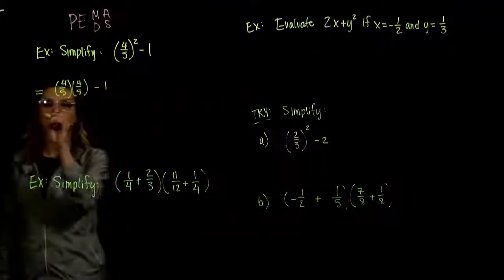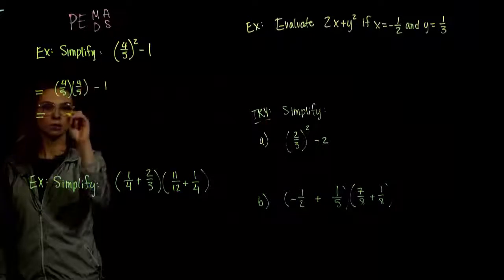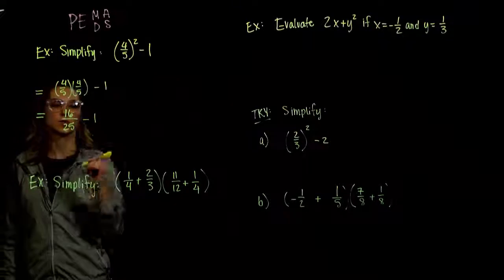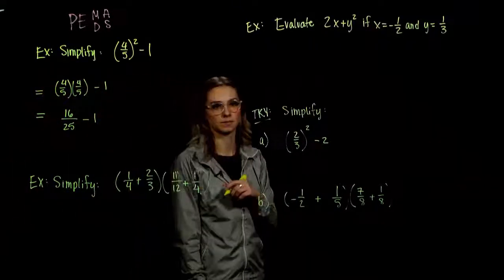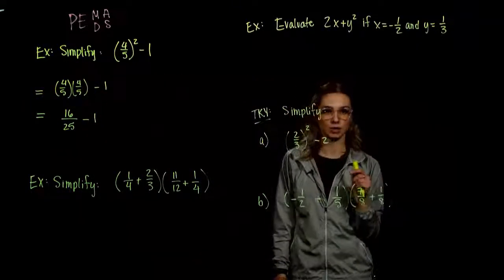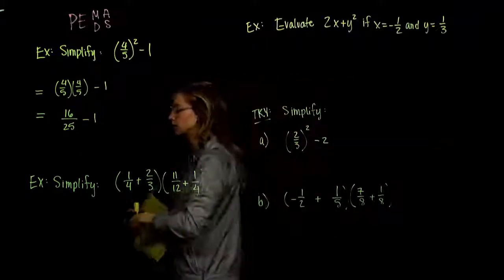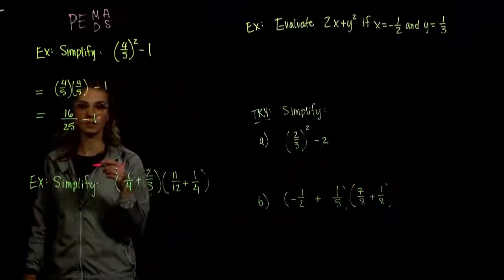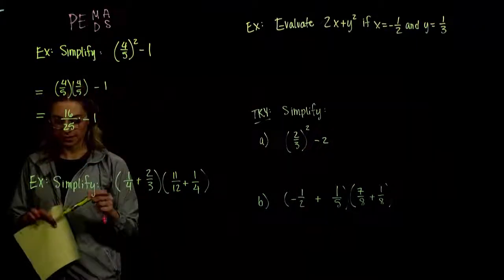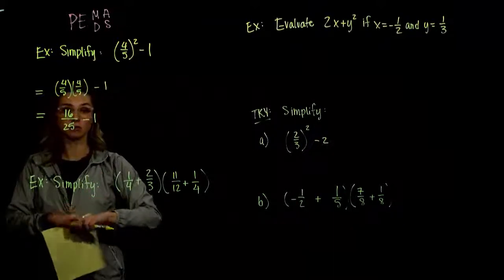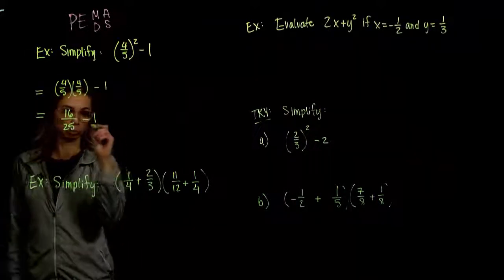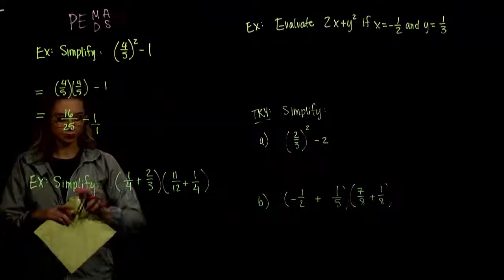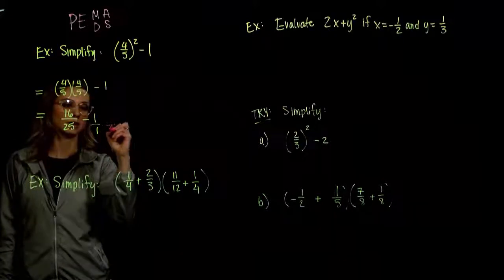As we evaluate the exponent, what do we get? 4 times 4, 16. 5 times 5, 25. And we're trying to subtract off 1 from that. In order to combine those together, we need to have common denominators. What is the least common between these two? 25. And if we need to see 1 written as a fraction, we can put it as what? 1 over 1 is still the same fraction. So to get common denominators, what do we have to multiply 1 by?